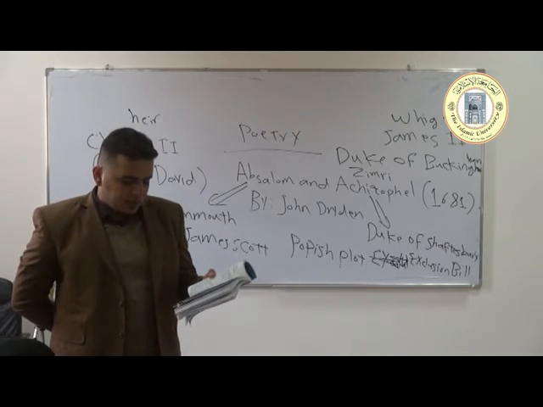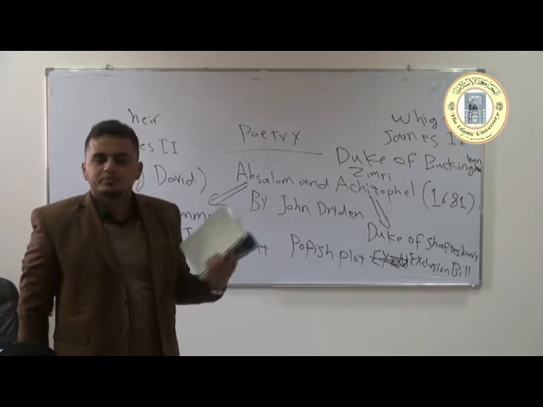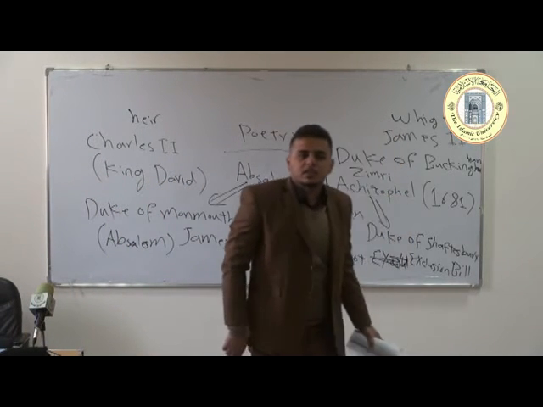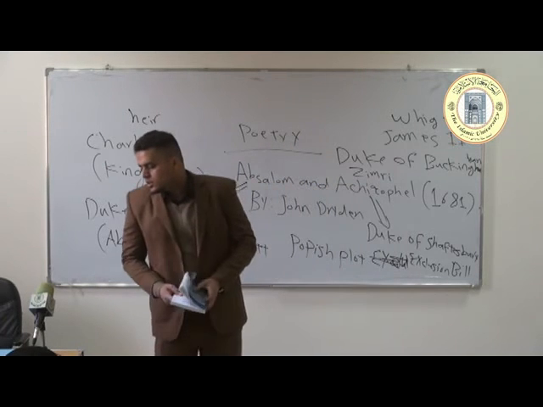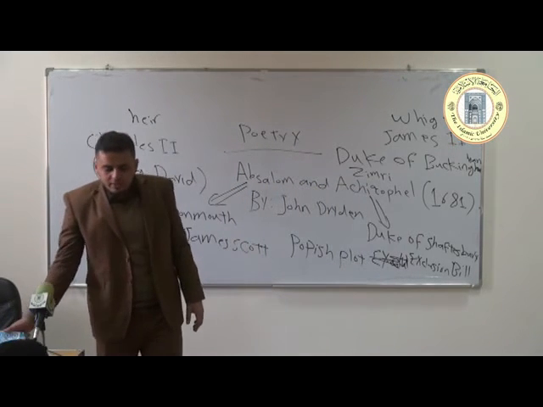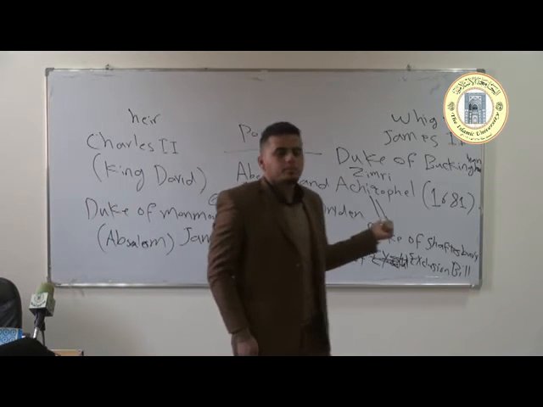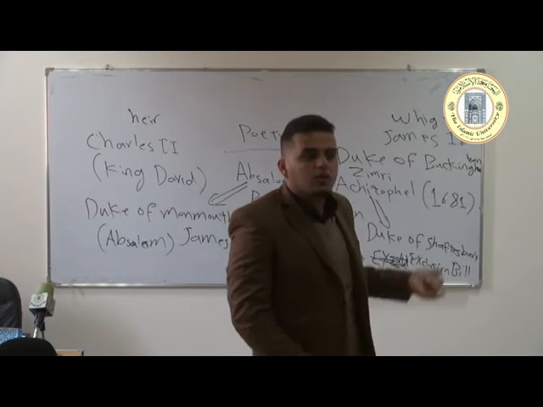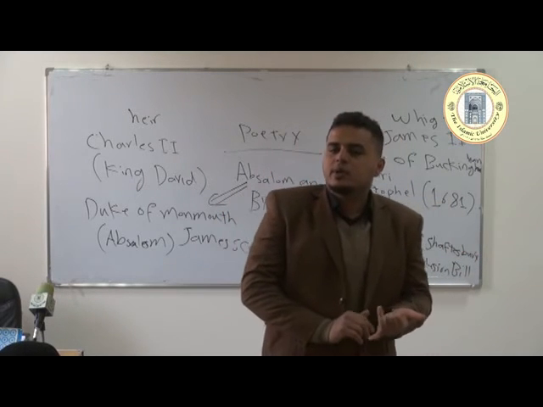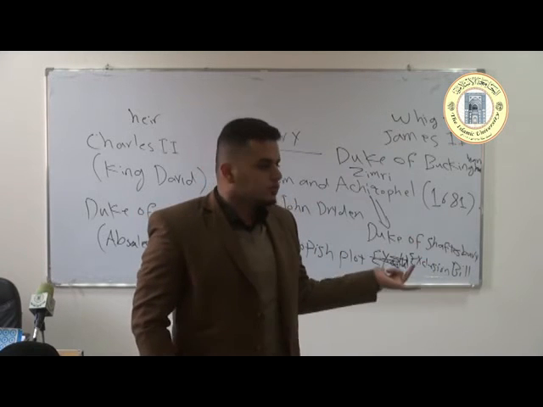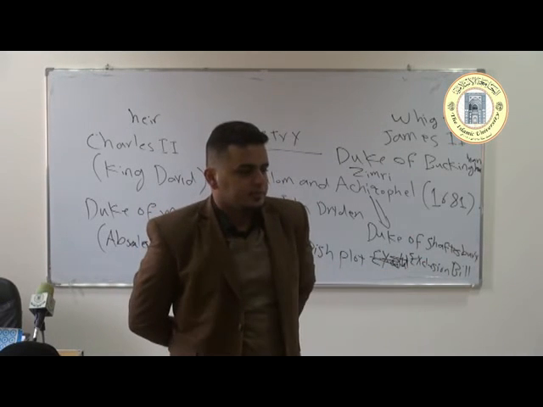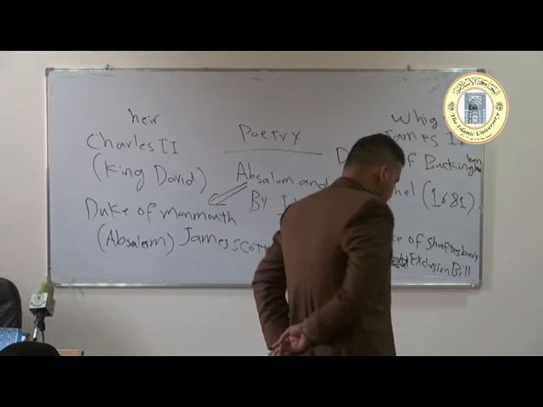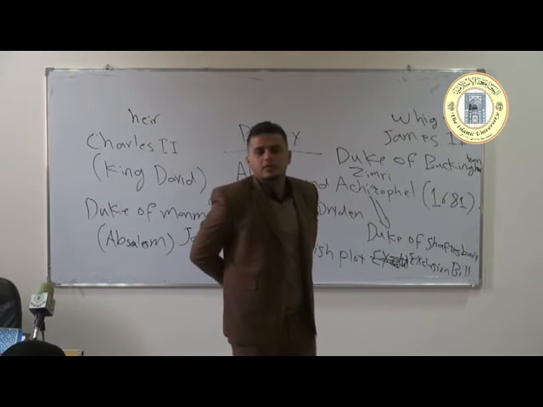In the first rank of these did Zimri stand. Zimri, the Duke of Buckingham, is the first rank. Why did our writer choose to name Zimri, Duke of Buckingham, as the first person? Why didn't he choose, for example, Duke of Monmouth or Duke of Shrewsbury? In my opinion, because he is the closest one to the king. Right, because he is the friend of the king.